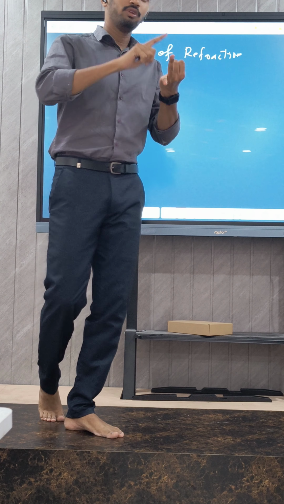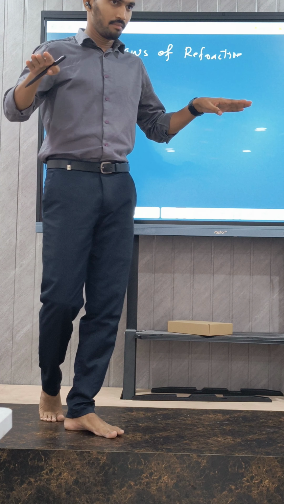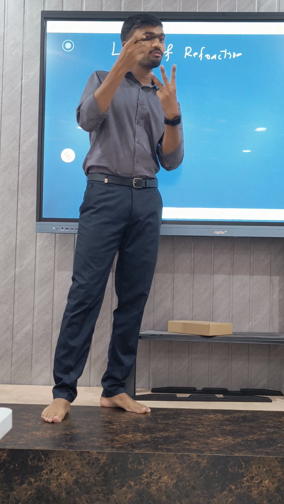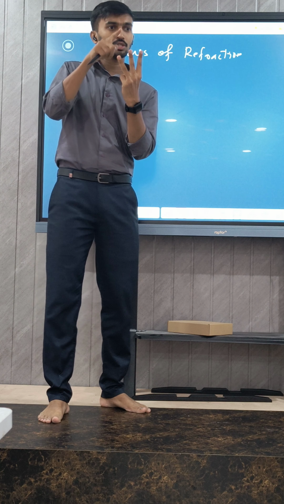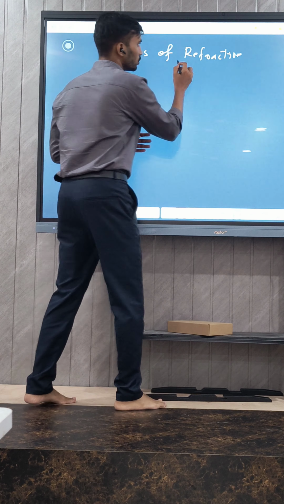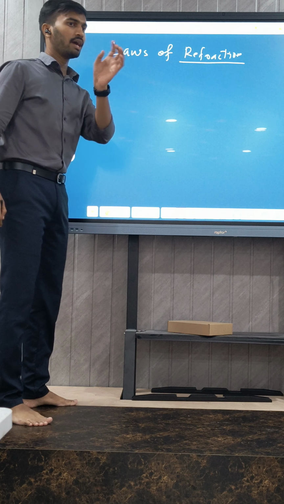The incident ray, reflected ray, and the normal lie in the same plane. Second law, the incident angle is equal to the reflection angle. So the angle of incidence is equal to the angle of reflection. Likewise, in the case of refraction also, we have two laws.